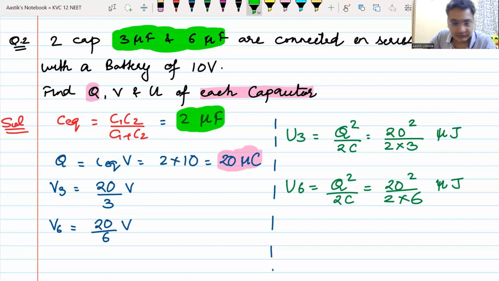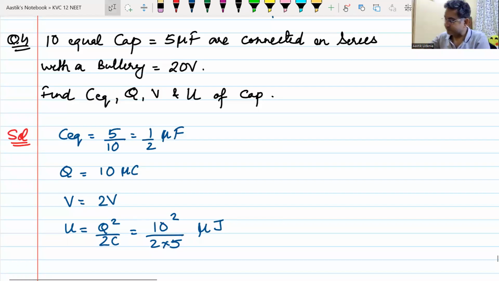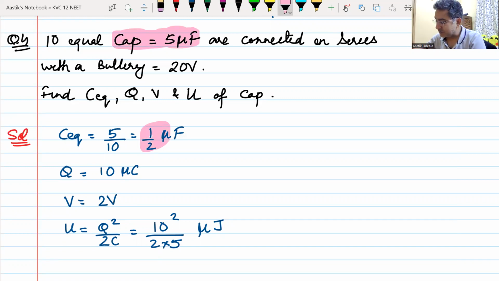Here also, see, we had 10 equal capacitors of capacitance 5 microfarad. When we found out the effective capacitance, it was coming only half microfarad. When you connect capacitors in series, capacitance is always less than the individual capacitors. Is it clear to everyone now? Okay, so that is the only point that I wanted to make.